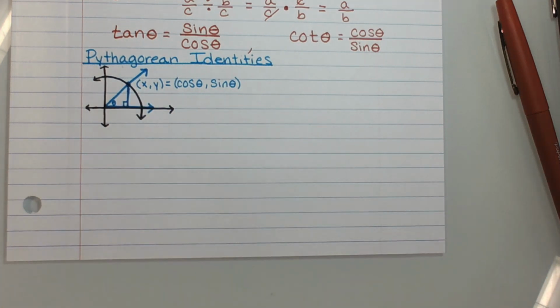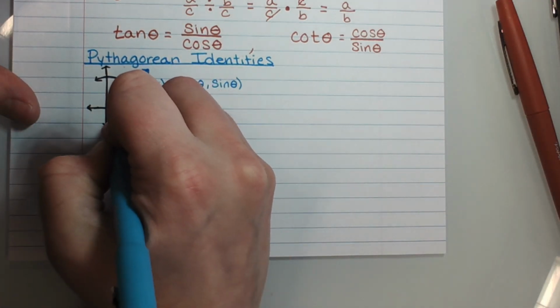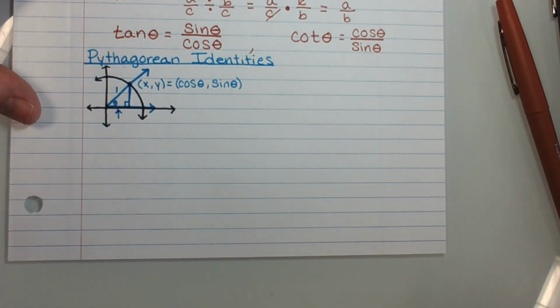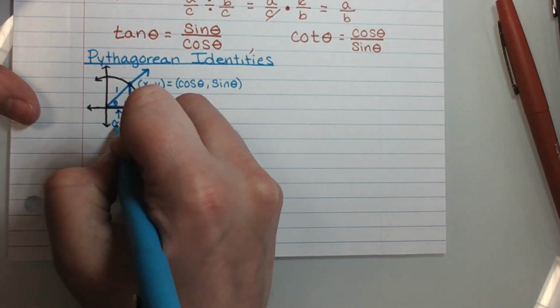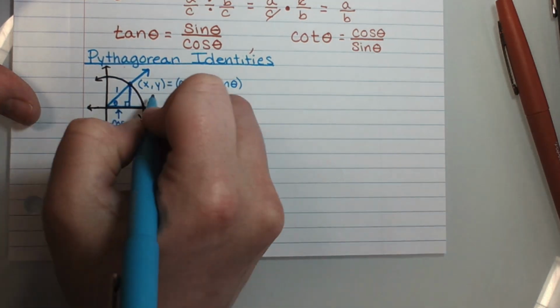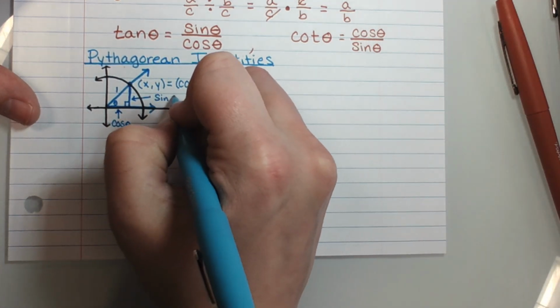The distance from the center to the edge of a circle is its radius, and the radius of a unit circle is 1. I also know its horizontal side length, at least in terms of trig, because its horizontal length is the x value of that coordinate point. That's cosine of theta. The height of the triangle is sine of theta.